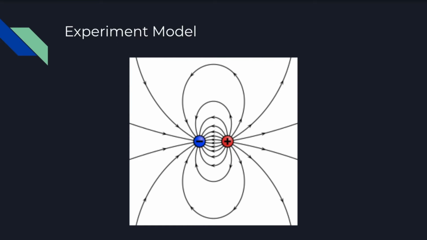This is our experiment model. It's going to take some time for you to look at it, but basically it is a dipole model. We have a negative charge on the left and a positive charge on the right. The field goes through the negative charge, through the positive charge, back around to the tail of the negative charge, and comes out the head of the positive charge.